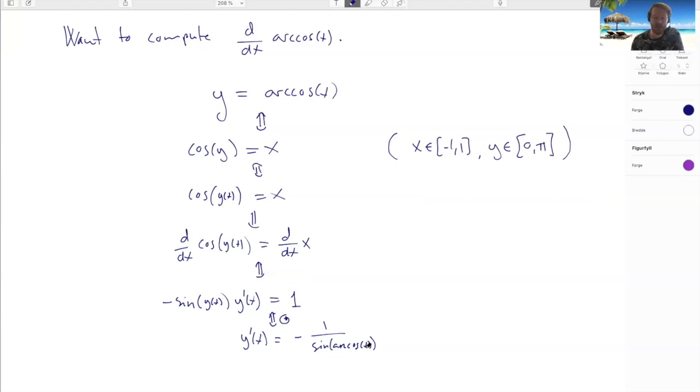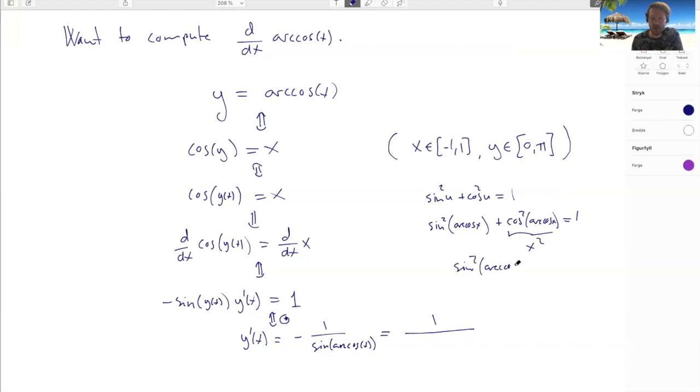And how to simplify this? Here you can use geometry, or you can use the Pythagorean identity, or you can go, we've actually computed this earlier in the course, but let's do it by hand here. So here we have what? So notice that sine of u squared plus cosine of u squared is always equal to 1. So if I put arc cosine x inside, this plus this is 1. But of course, if you take cosine of the arc cosine squared, this just gives you x squared. So sine squared of arc cosine x is equal to 1 minus x squared.